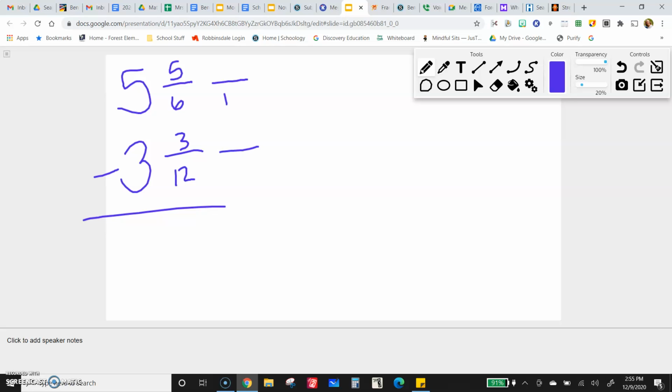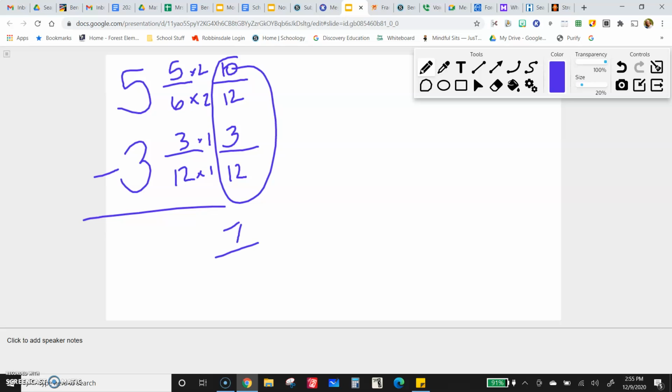Well, 6 and 12 would be 12. This is times 2, times 2. I get 10. Times 1, times 1. I get 3. So now I can subtract my fractions. 10/12 minus 3/12 is 7/12. 5 minus 3 is 2. Straightforward. Do I need to simplify? No, I do not. So that is my final answer.